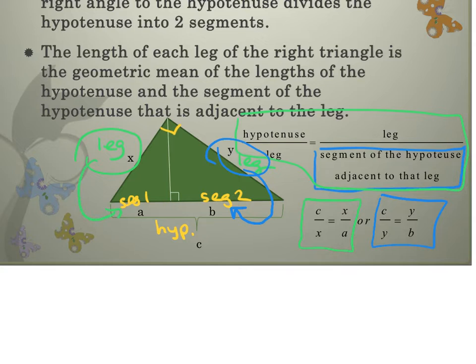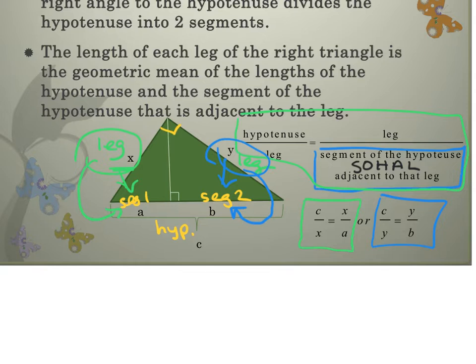I'm going to call this segment of the hypotenuse adjacent to the leg SOHAL. I call that the SOHAL: the segment of the hypotenuse that's adjacent to the leg. So that's the piece of the hypotenuse that's right next to the leg you're solving for. If you want to solve for leg X, you're going to use segment 1. If you're solving for leg Y, you're using segment 2. That is your SOHAL. Okay? You need to memorize these proportions for Friday.